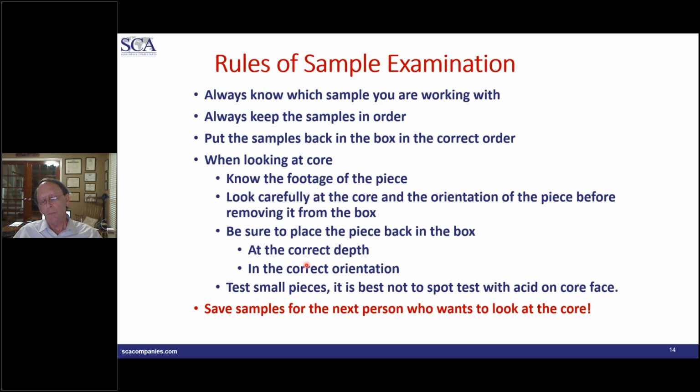So in terms of sample exams, we always need to know which sample you're working with. We always want to keep the samples in order, as I mentioned earlier. We want to put the samples back in the box in the correct order. As many of you know, there are millions of feet of cuttings from old cores that are available all over North America and internationally. So we want to put the samples back in the box in the correct order. That way the next guy comes along and they're in the right spot.